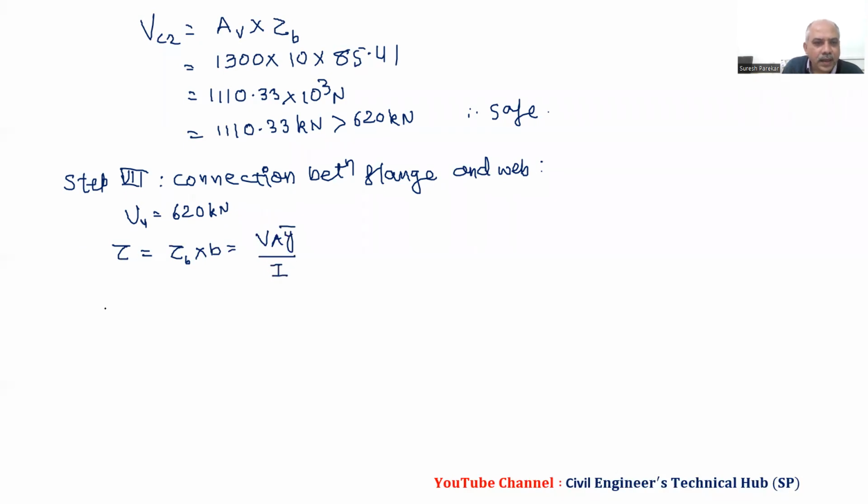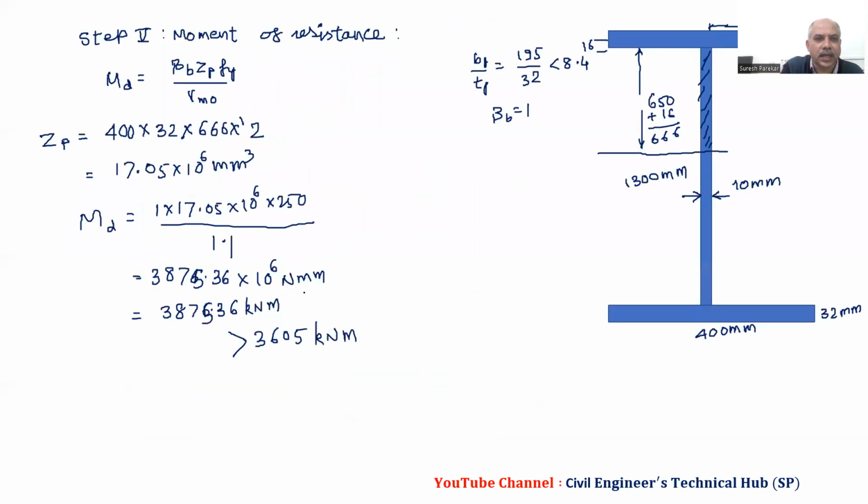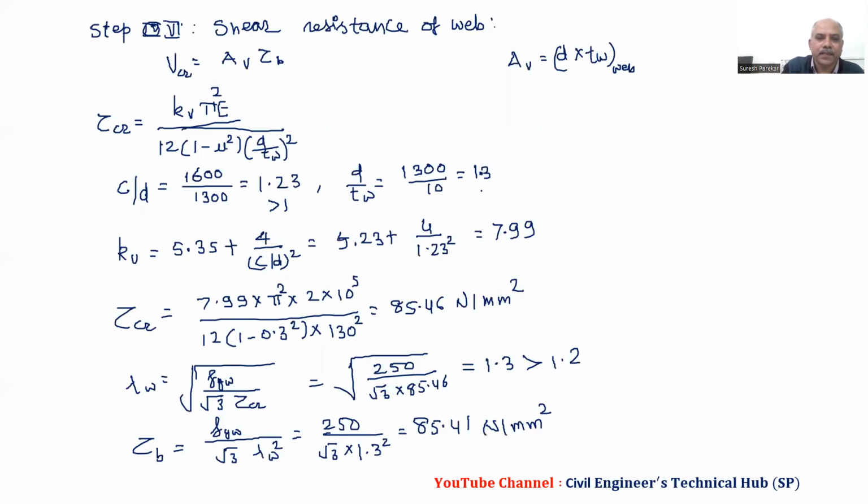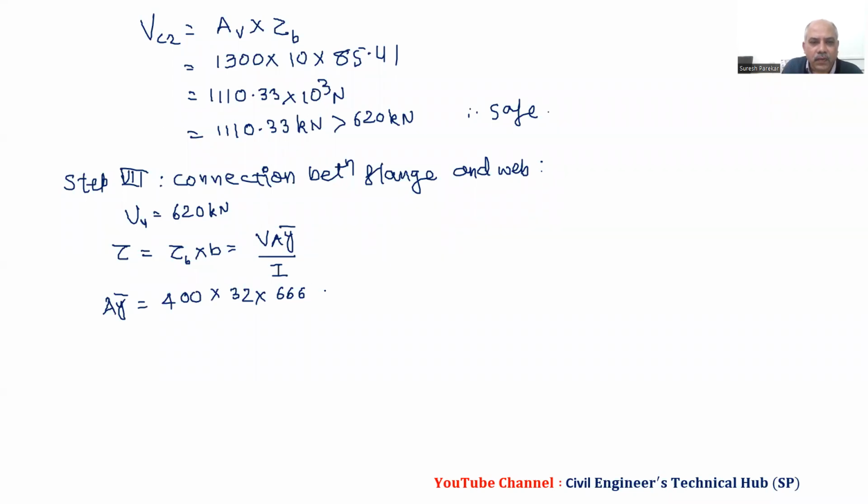Now AY bar, we have already taken this on ZP, which is 400 into 32 into 666. You can see over here. So 400 into 32 into 666. Moment of the area above it, about the neutral axis, that is AY bar. And then we have the value that is equal to 8.52 into 10 raised to 6 millimeter cube.